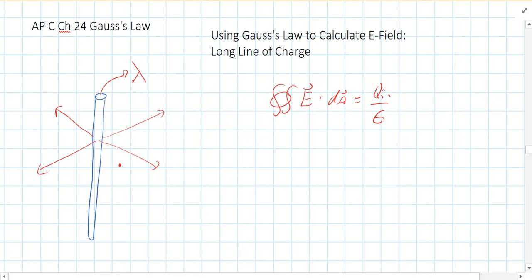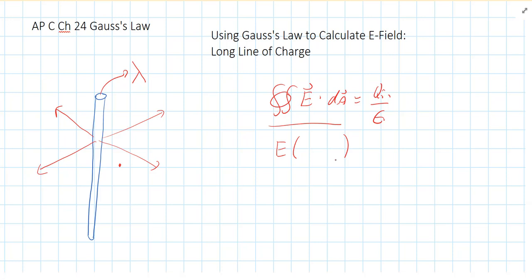We want to avoid integrating if we can, so we want to do E times some area. What area should we pick here? What would be a good Gaussian surface? Now remember the properties of a Gaussian surface. We want the surface to be perpendicular to the field at all points, and we want the field strength to be zero or constant along that surface.